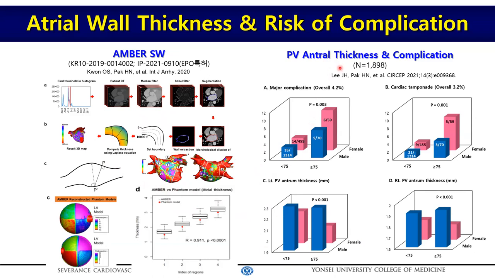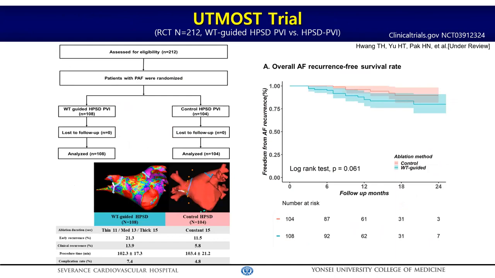We know the AF ablation complication risk is high in women, especially elderly ladies, and the major complication and the risk of tamponade were significantly higher in ladies older than 75 years old. It was because the left and right antral wall thickness were significantly thinner in those older ladies on the CT scan. This RCT study compares the safety of energy titration during 60-watt hyper-short duration PVI using the LA wall thickness software shown above.